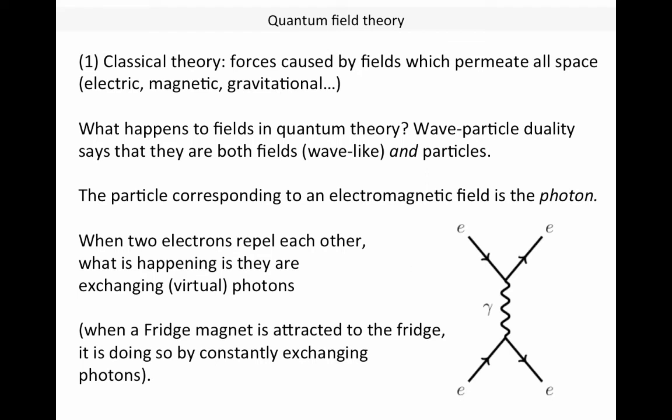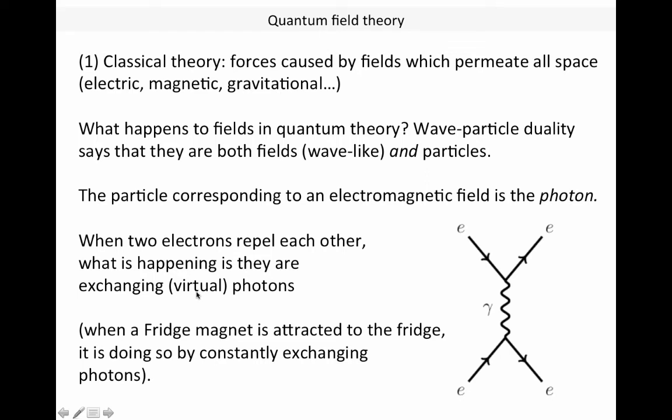So this is one of the first basic predictions of quantum field theory, what you get when you apply quantum theory to fields. Next time you attach a fridge magnet to a fridge and feel that attraction there, what's happening is that the fridge and the fridge magnet are constantly exchanging these virtual photons.